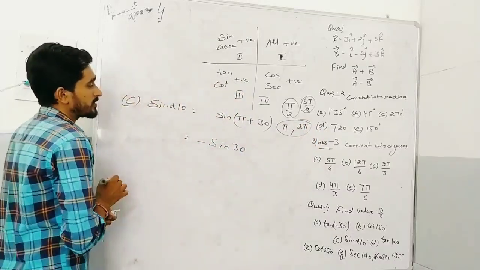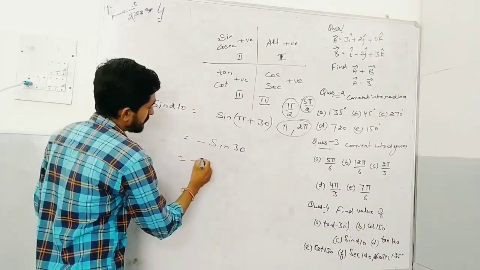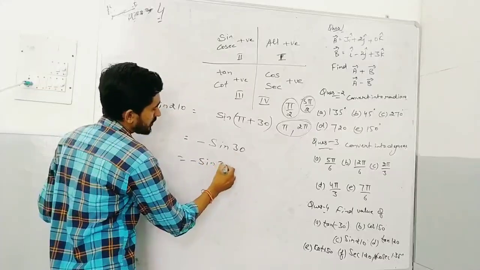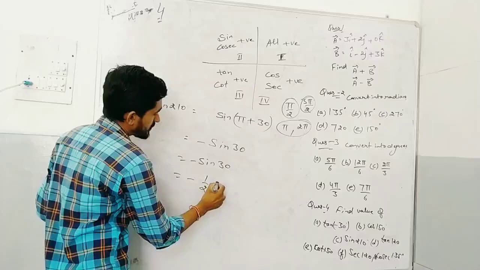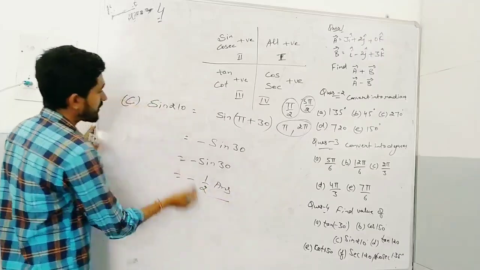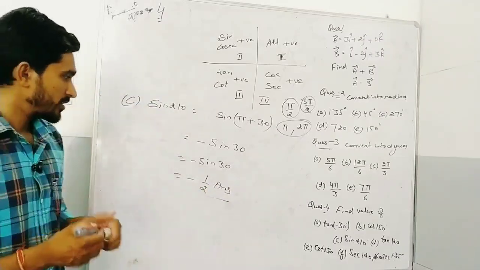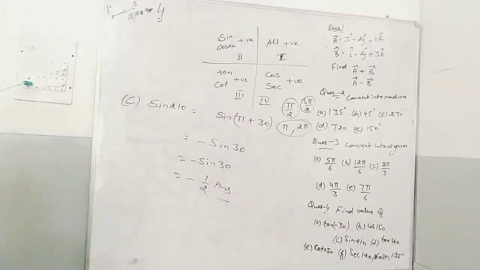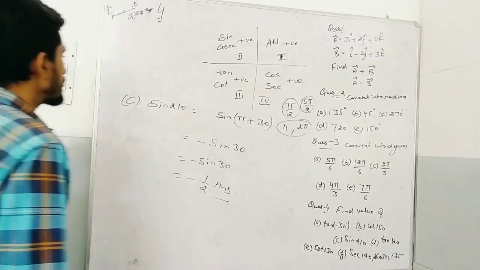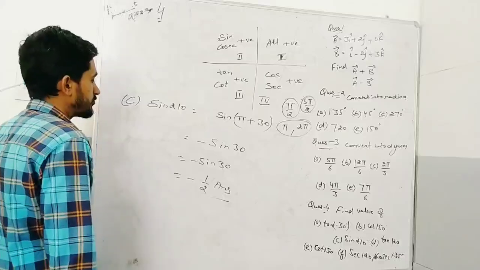Note these points. Then we have further minus sin 30, which gives, what is the value of sin 30? 1/2. The final answer for C part is minus 1/2. Sin 210 gives minus 1/2.